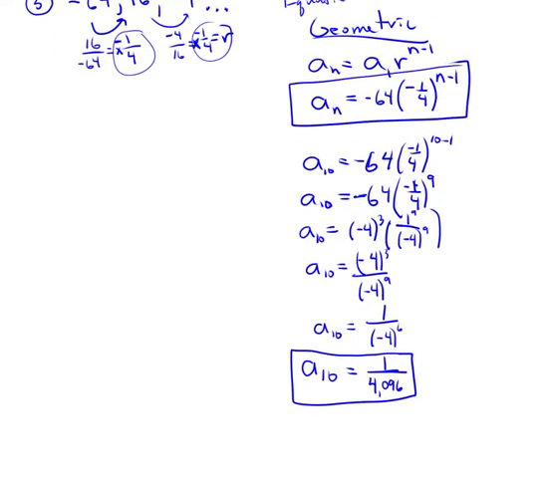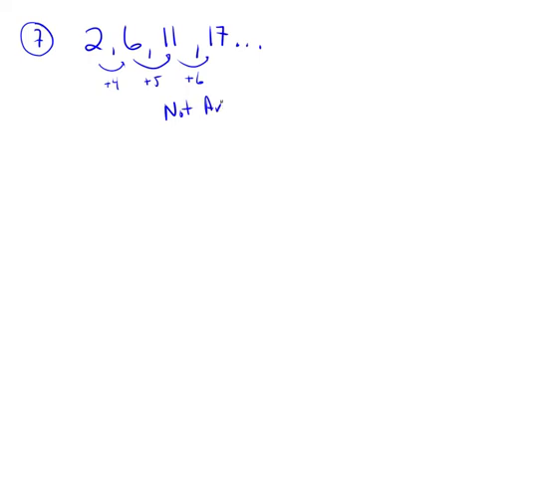Now, to determine the next one, we have to be a little bit careful in thinking about it. So let's see, we have the sequence 2, 6, 11, 17, dot, dot, dot. Is it arithmetic? That would be plus 4, plus 5, plus 6. So there is a pattern, but it's not arithmetic.